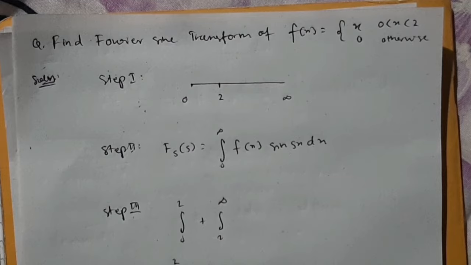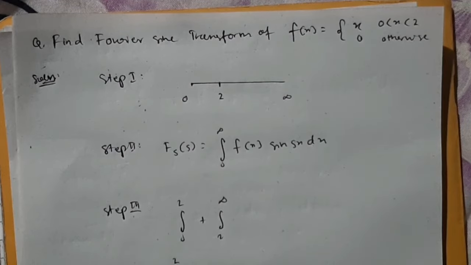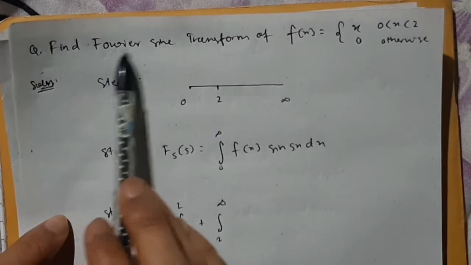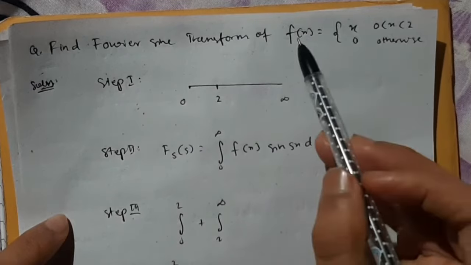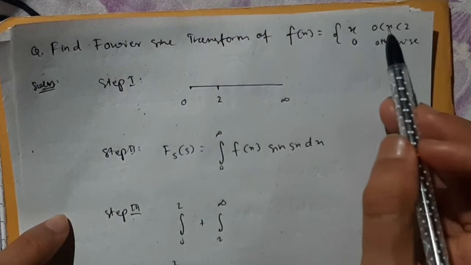Yeah, this one is the last concept, which is of 2 minutes. It's about Fourier sine and cosine transform and finding the inverse. Just a simple thing, they will give you this question, find the Fourier sine transform of this one. Okay, you have to note it down. What it is given, 0 less than x less than 2.